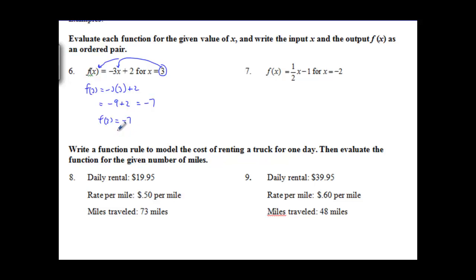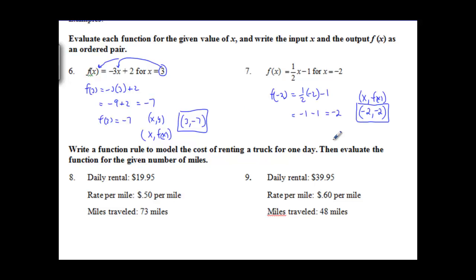Now, if I were going to write this as a point or an ordered pair, we know it's generally x, y, but we took the y and substituted, so it's really x, f of x. So our point is we input 3 and we got negative 7. Go ahead, hit pause real quick, do problem number 7, come back and check your answer.